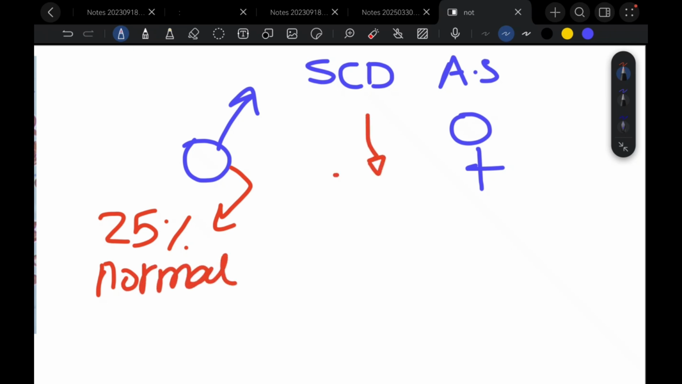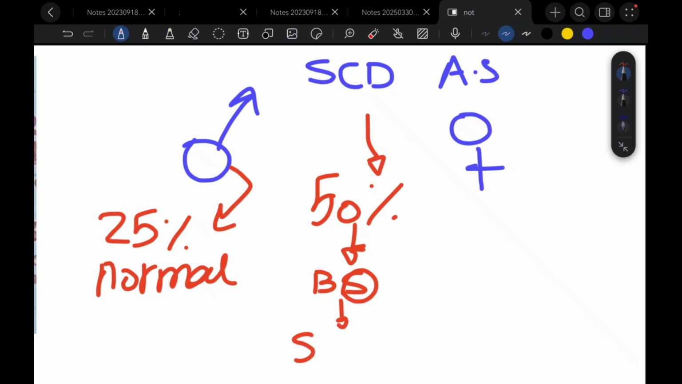And you will have a 50% chance to be a carrier. In this case, you will have a normal beta gene and an affected beta gene, so you will have just one abnormal sickle gene. And in this case, it is called sickle cell trait. Okay, this is important, guys.